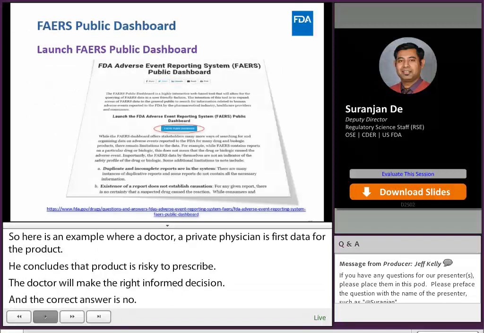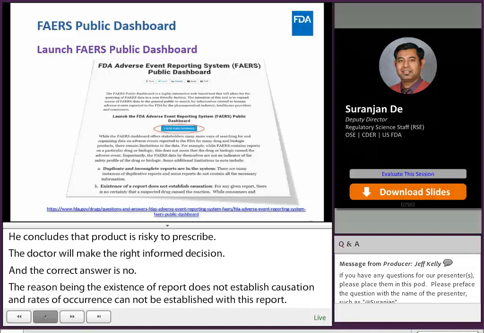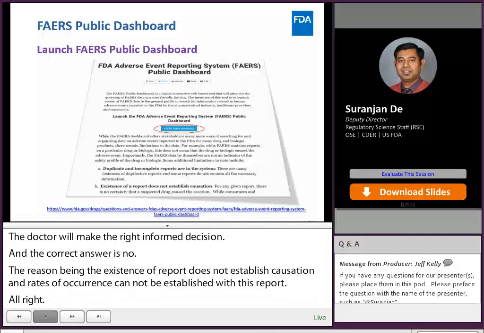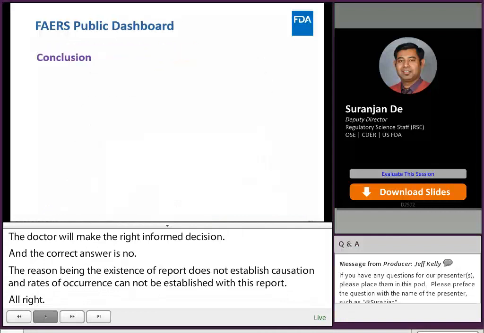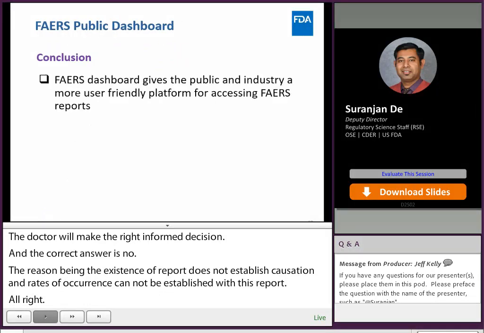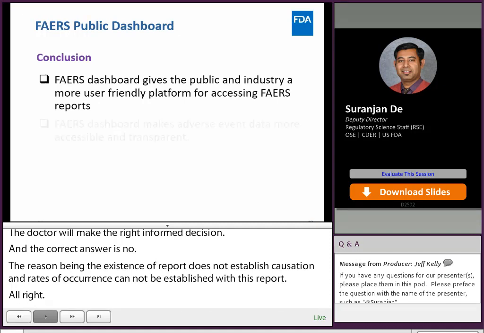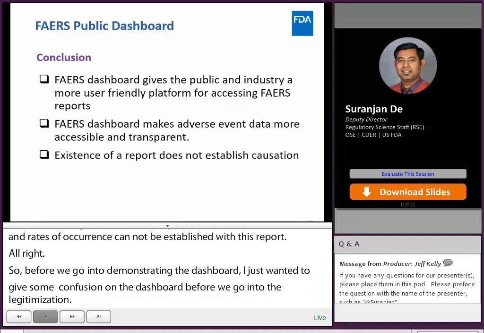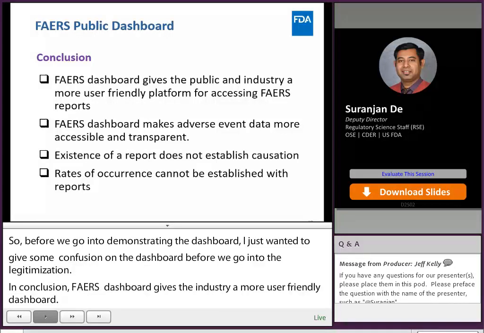All right. Before we go into demonstrating the dashboard, I just want to give some conclusions about the FAERS dashboard. In conclusion, the FAERS dashboard gives the public and industry a more user-friendly platform for accessing this FAERS data. It makes adverse event data more accessible and transparent. Existence of a report does not establish causation. Rates of occurrence cannot be established with the reports.